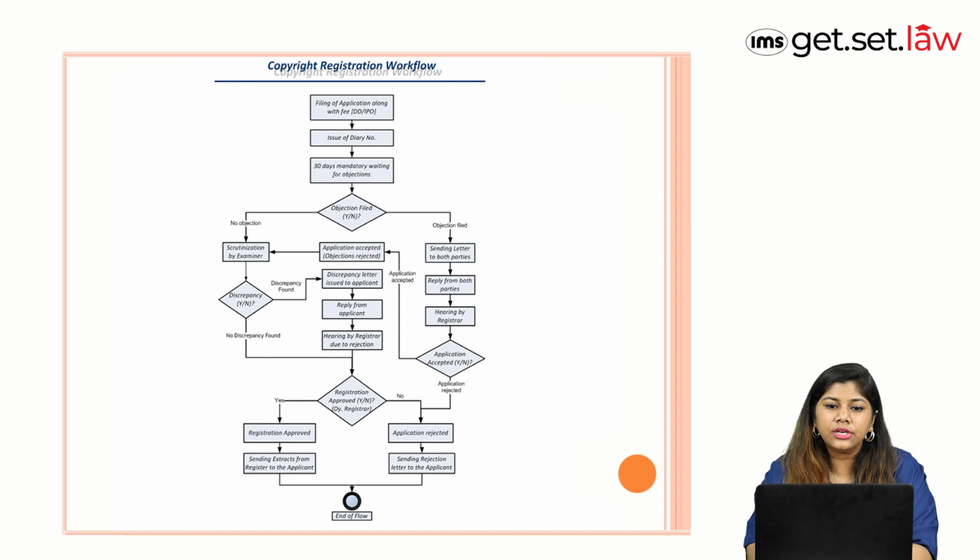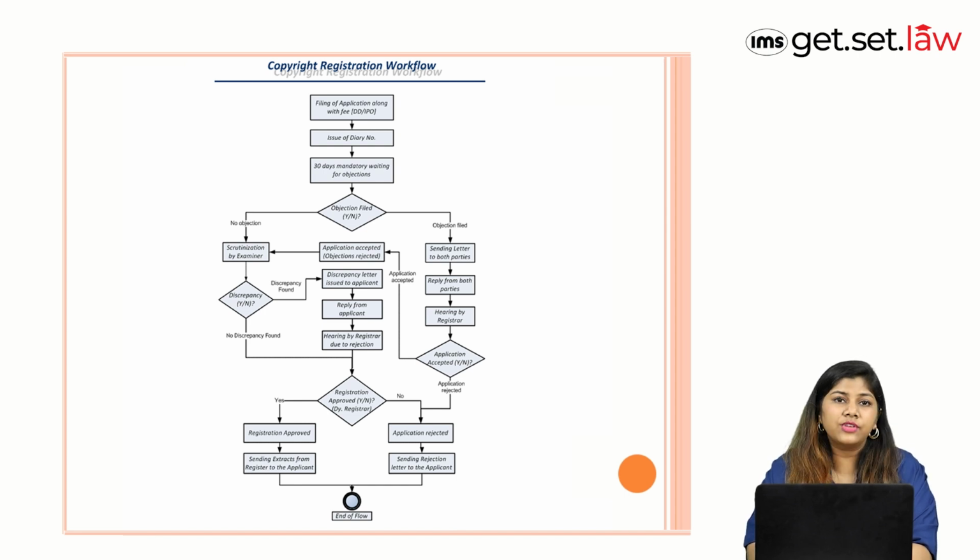Now, let's move to the process. As we discussed, it involves filing of an application along with the fee, and a diary number is issued. Then there is a mandatory 30 days waiting period for objections. If you have gone for a registration where you want to say that this poem or this particular set of work is mine and I would like to register it, there are two options. There will be a set of people who will file an objection, or there will be no objection. Let's see what happens when there is no objection.